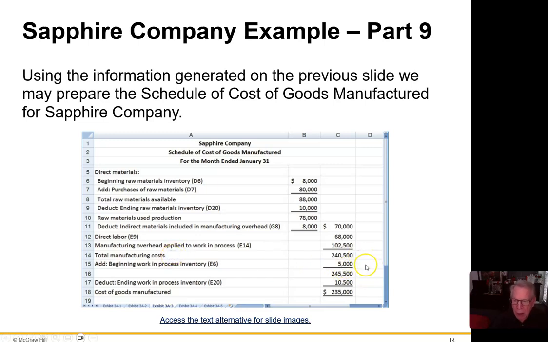So we add to that the beginning work in process inventory, and that gives us $245,500. And we back out our ending work in process inventory of $10,500, and that gives us what we actually completed in work in process inventory and have transferred to finished goods.